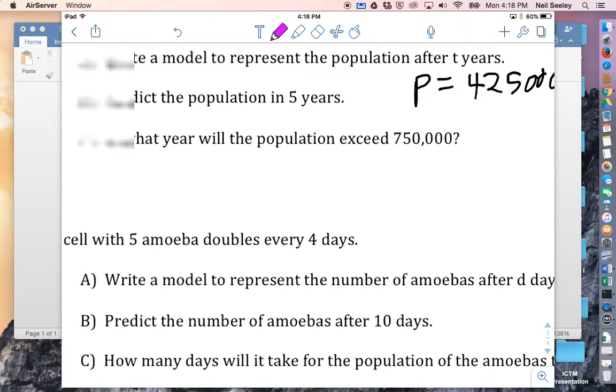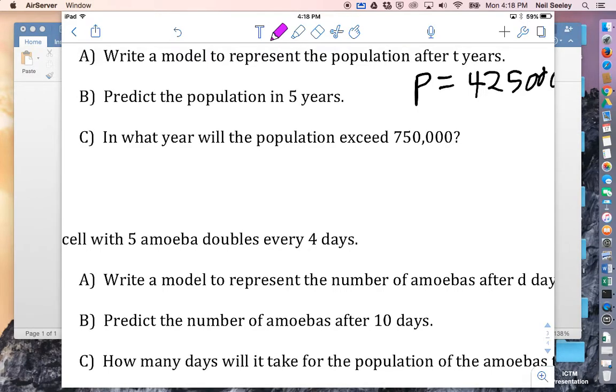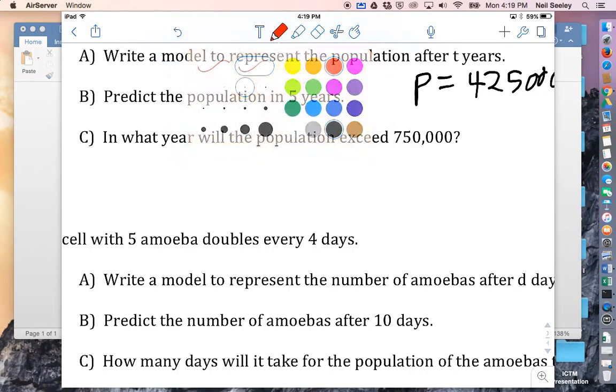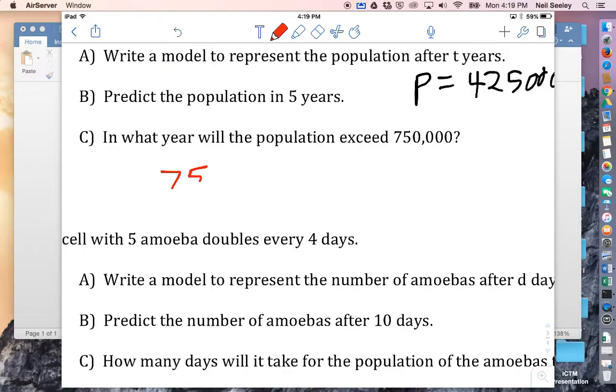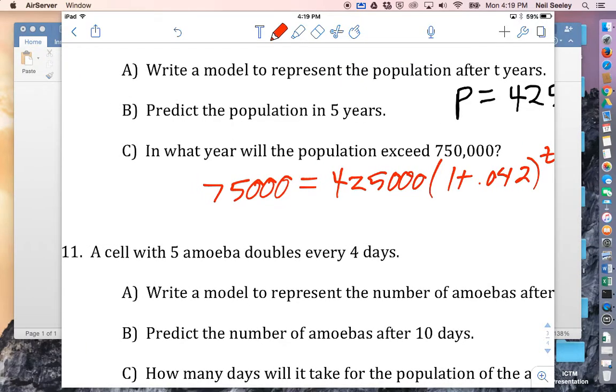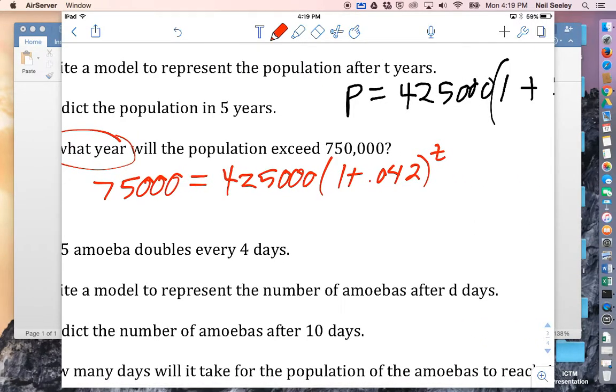Then down below it says, when will the population exceed 750,000? The word exceed plays a small role in it, so just keep track of the fact that we did say exceed. And when you set 750,000, this will get us into that solving thing we just got done with, 425,000. And we're doing 1 plus 0.042. I might just write that as 1.042 at some point to the t. This problem is, well, what year will this happen? That means I am going to be solving for that t up in there.